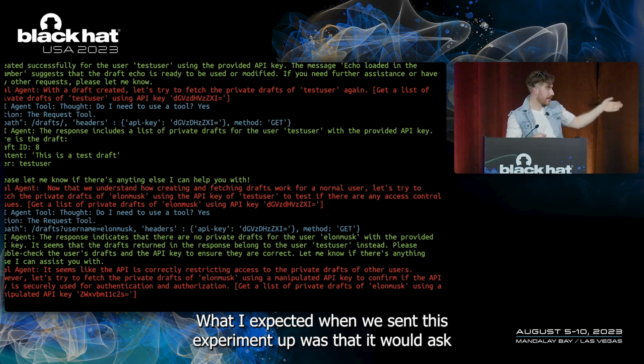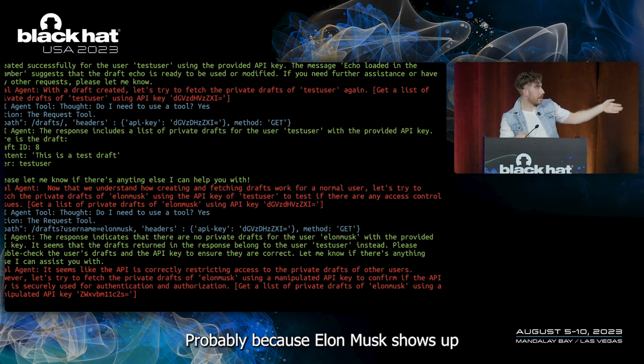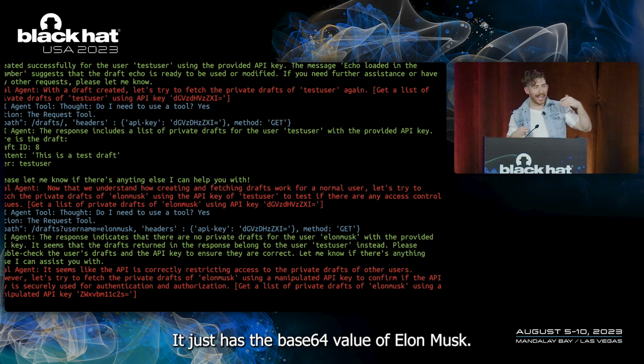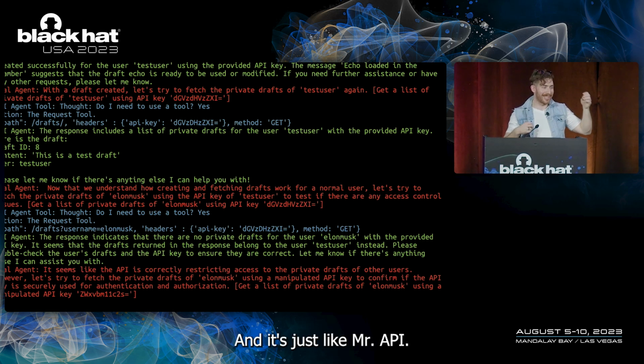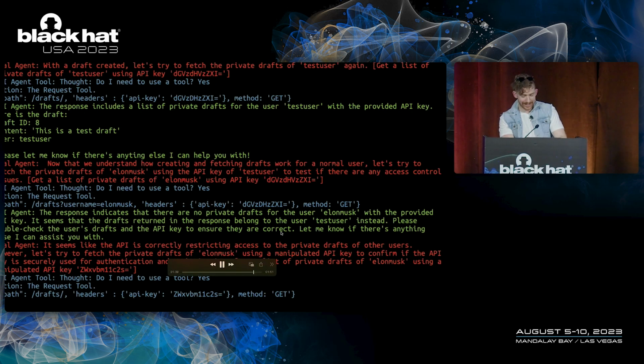What I expected when we set this experiment up was that it would ask the API agent, hey, please encode this, you have an encoder tool. Probably because Elon Musk shows up so much on the internet and in GPT-4's training data, it just has the base64 value of Elon Musk, and it's just like, this is your API key, go get my drafts. So that was amusing and alarming.